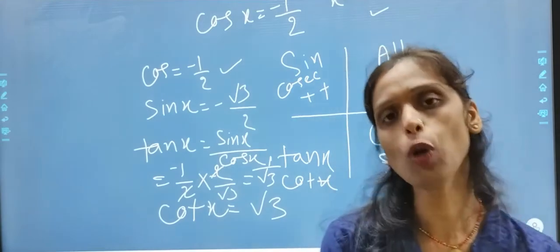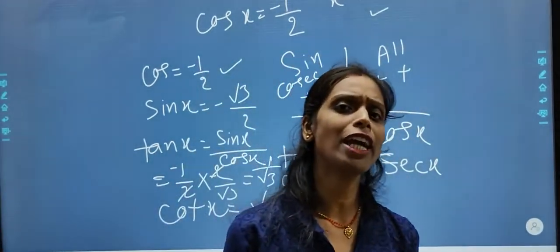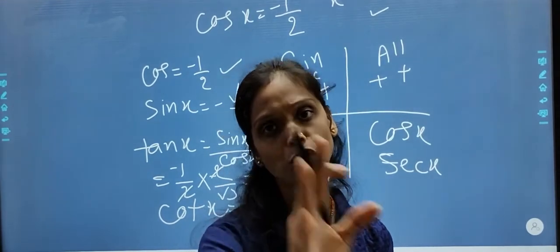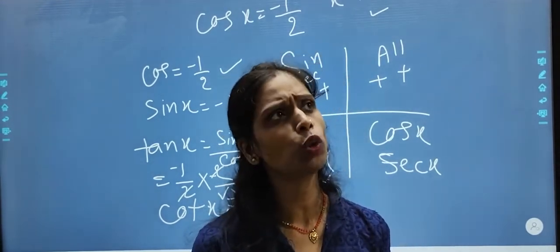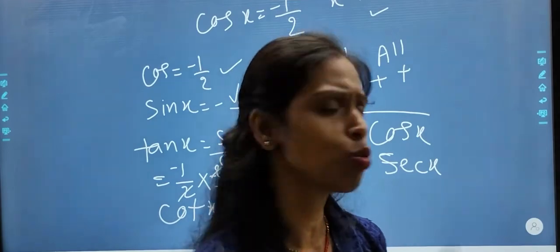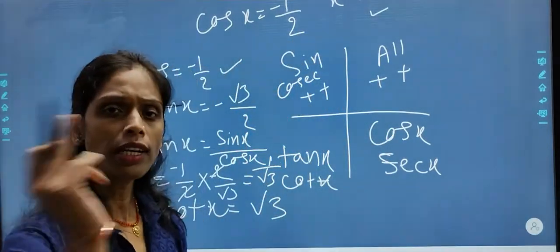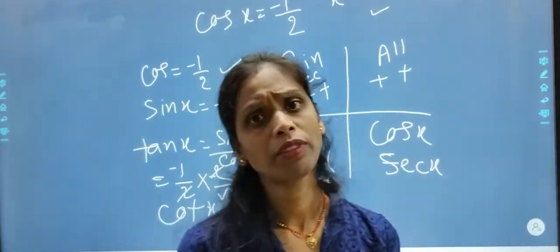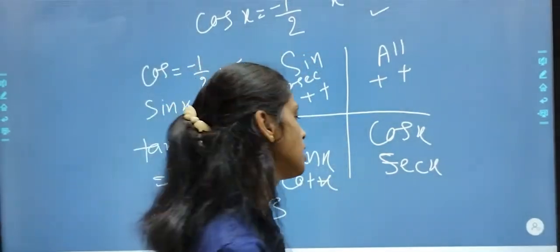Then it's so easy. Only keep in your mind which trigonometrical ratio has which sign in which quadrant, and all the questions you can do, and it will be very easy to solve. Now let's come to another question that is given here.